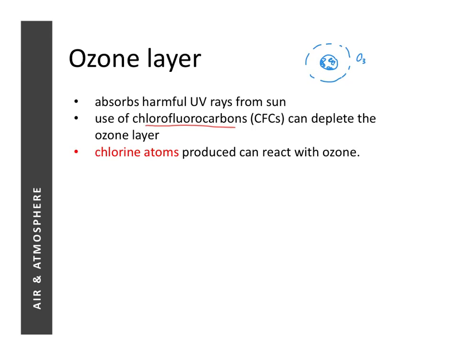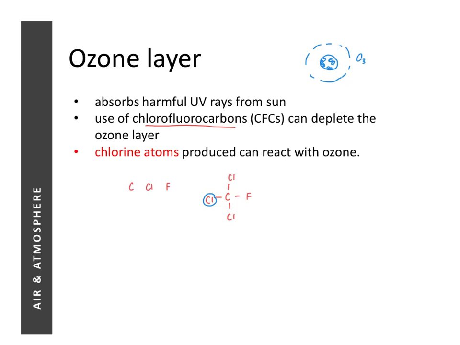What are chlorofluorocarbons? Chlorofluorocarbons are compounds that contain carbon, chlorine and fluorine. Okay, so for example, this is a chlorofluorocarbon. Alright, so it is a compound that contains carbon, chlorine and fluorine. Now the important thing to remember here is that the chlorine atoms are essentially responsible for reacting with ozone. Okay, so this is the commonly tested concept.